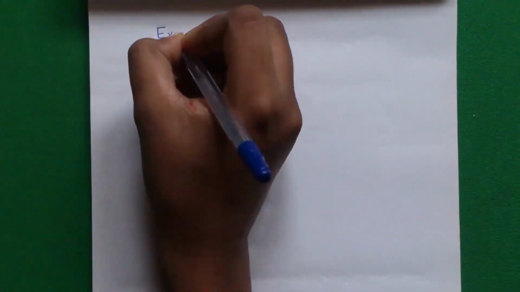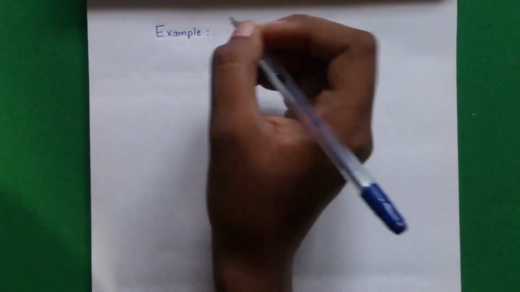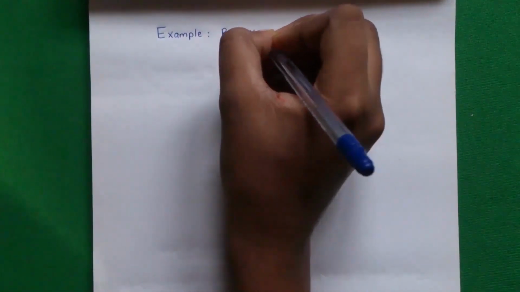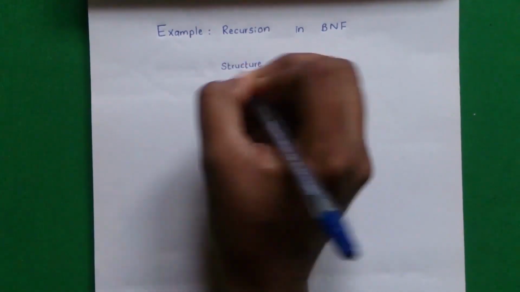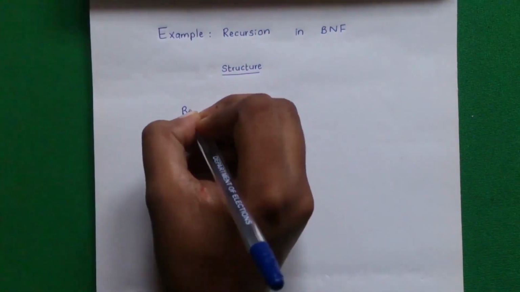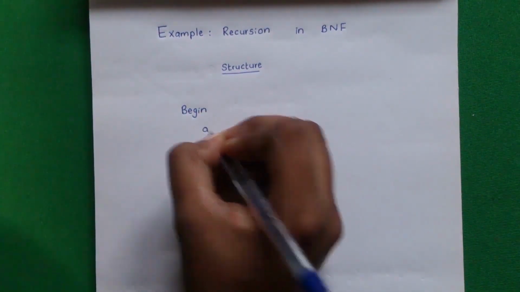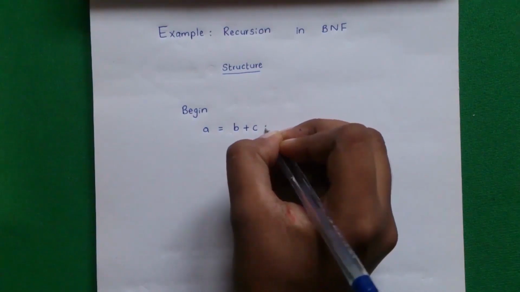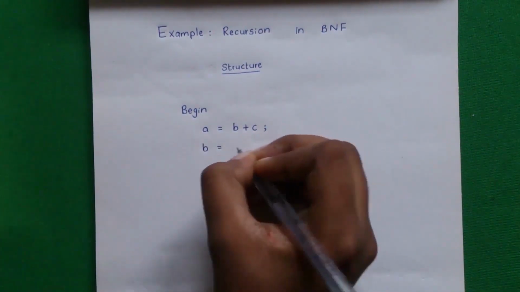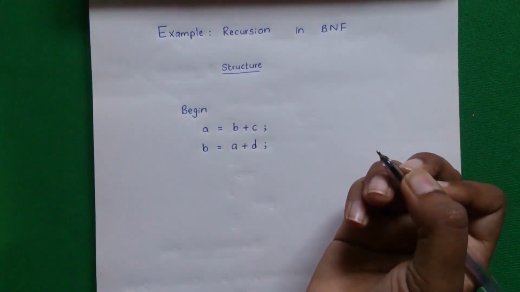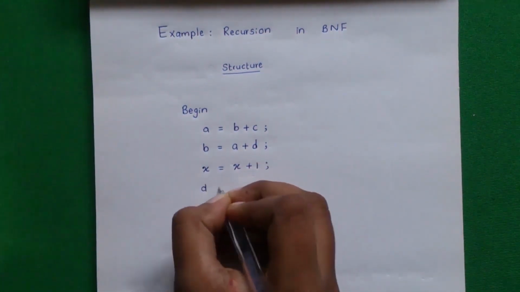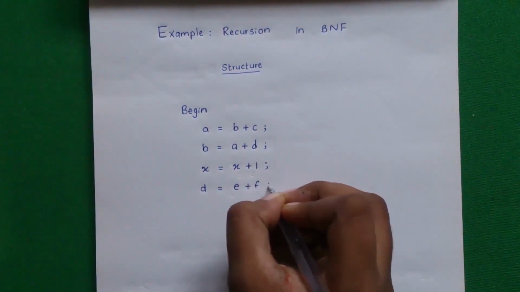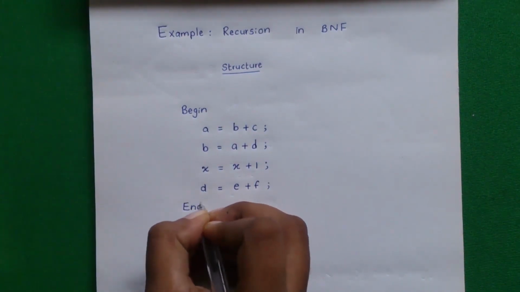Now we'll see how to work with recursion in BNF. Recursion means calling itself again and again. To show that, I have taken a simple example. This example is having begin and end parts and 4 statements. First we write begin. Then the four statements. First statement is A equals B plus C. Second statement is B equals A plus D. Third statement is X equals X plus 1. Last statement is D equals E plus F. At last we write the end part.